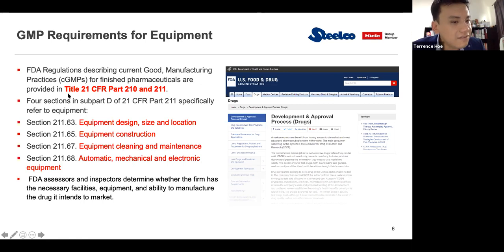So after you design according to this guideline, the FDA assessor, inspector, or auditor will come and inspect and determine whether the firm or the pharmaceutical production area has all the necessary facilities, equipment, and ability to manufacture the drug it intended to market. So it's a full guideline. Equipment is only part of the guideline.